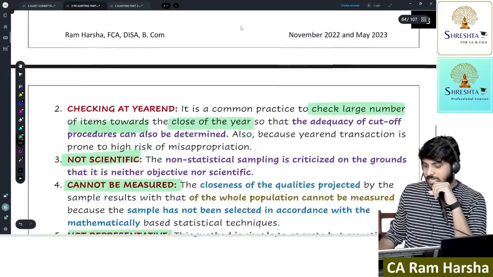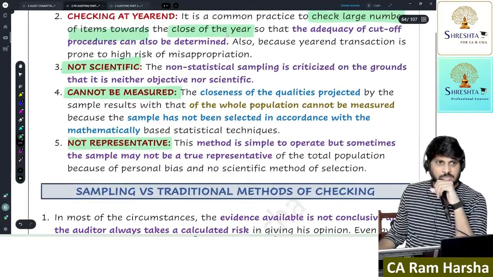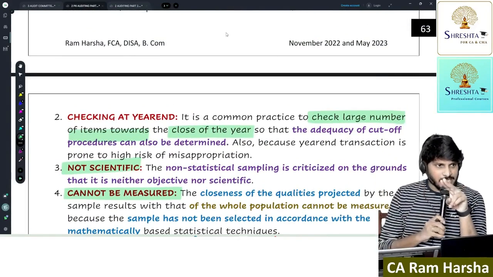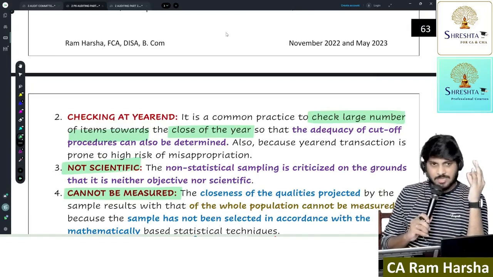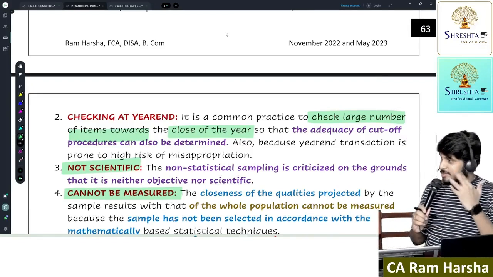Do we see any criteria regarding sample size here? What is the difference between statistical and non-statistical? Is there any discussion on sample size? Whether I select 20 samples out of 277, 25 I select, 30 I select, is there any link with the approach that we follow? Forget about approach.